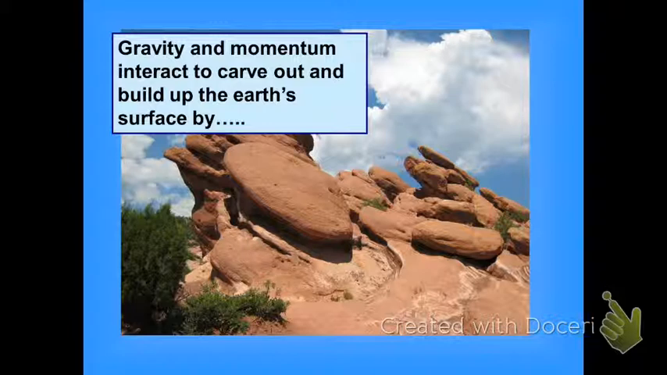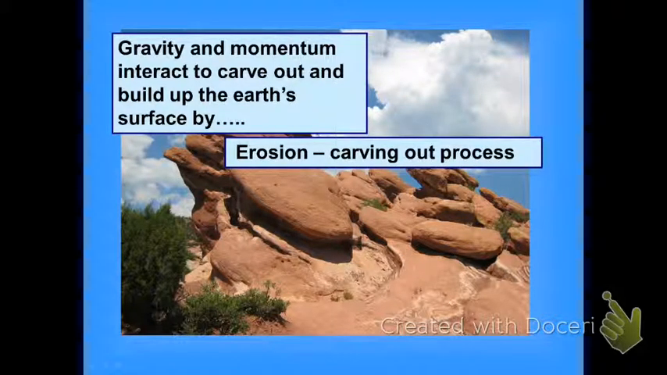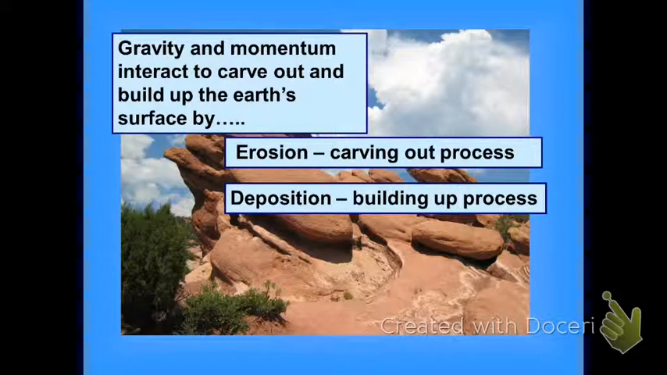Continuing. Gravity and momentum are going to help carve out our surfaces. They're going to weather them. They are going to erode them. So the weathering and erosion is the carving out process. It's breaking down those rocks. Then they're going to be deposited somewhere.